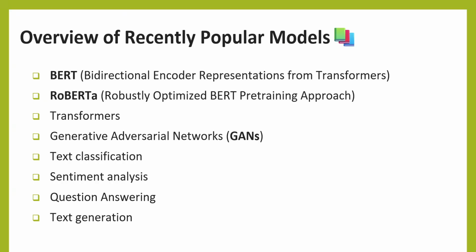And these models are widely used for tasks such as classifying text into categories such as spam versus non-spam email, analyzing the sentiment of text such as determining whether the review is positive or negative, or answering questions based on the given text or context, and finally generating text based on a given prompt or topic.